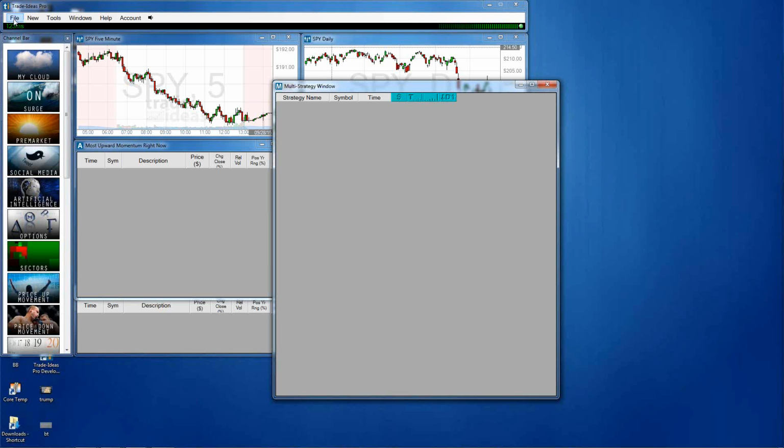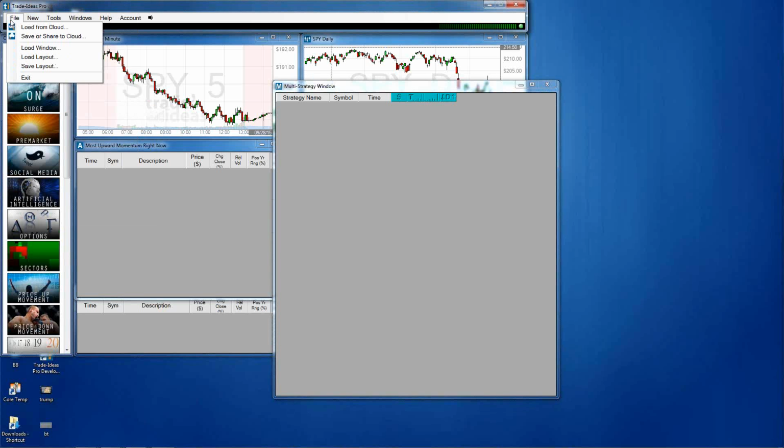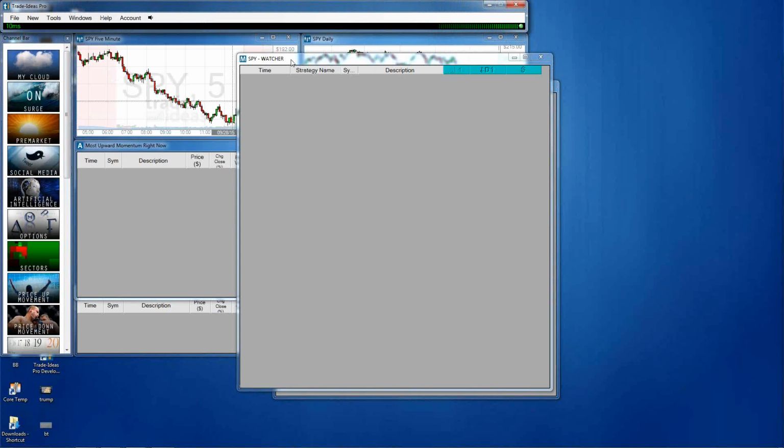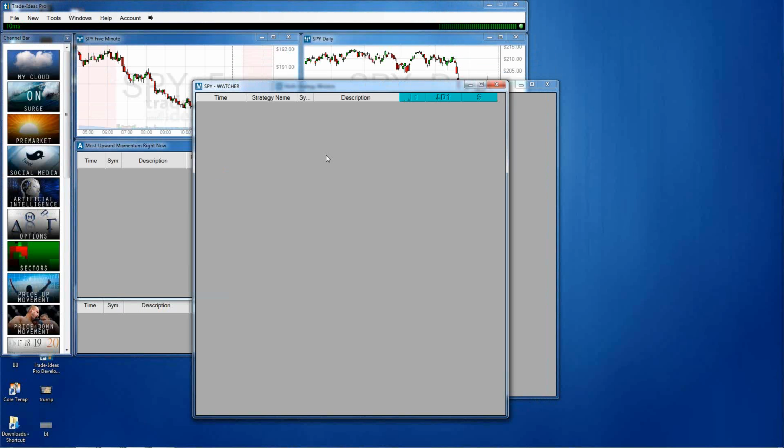So, if I come over to my cloud and pull up what we call a watcher. Of course, this one's looking at the SPY, but we can make it watch whatever we would like to, whatever single symbol, whether it's an index or a stock.